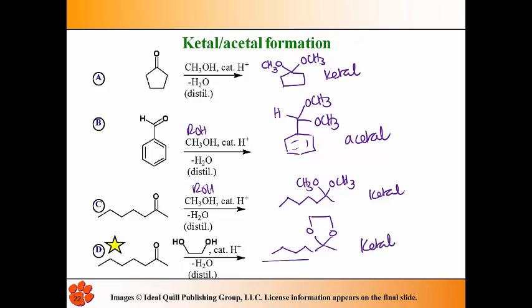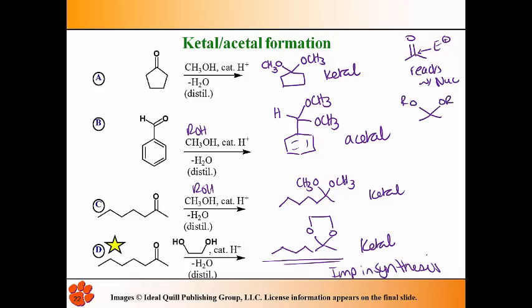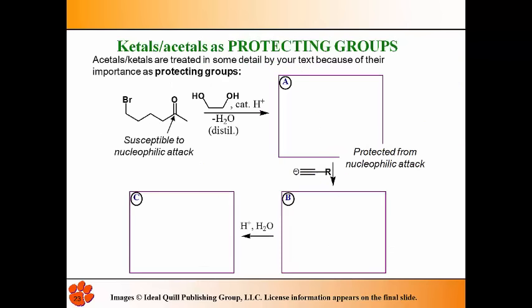Now, cyclic ketals, those here, are important in synthesis. And why are they important in synthesis? Because when we have a ketone, the carbon there is an electrophile, and it reacts with any nucleophile. But when the carbon is an acetal or a ketal, then this one here is an unreactive carbon, which means it won't react with a nucleophile. So, for example, where do we use those? We call them protecting groups.